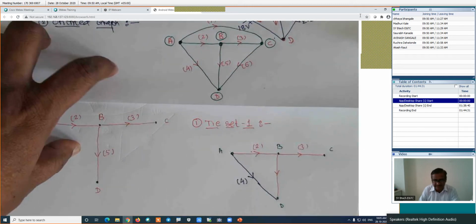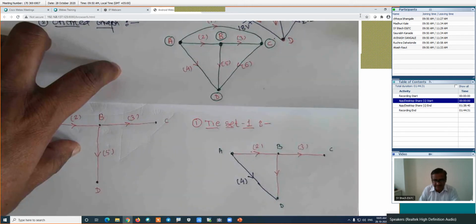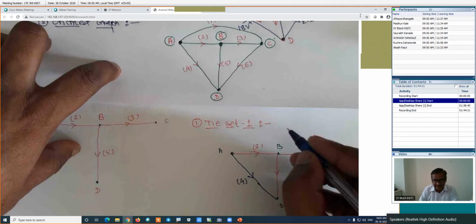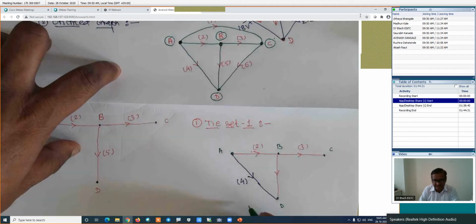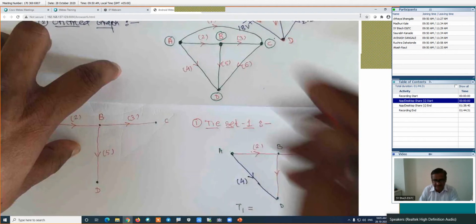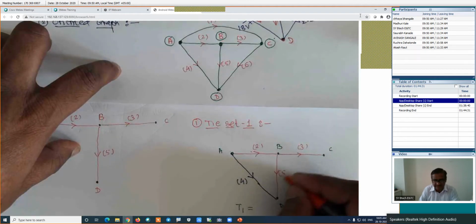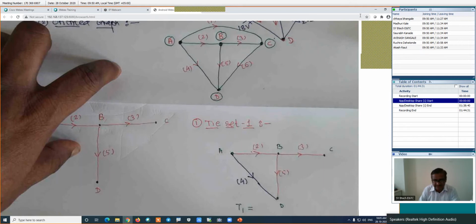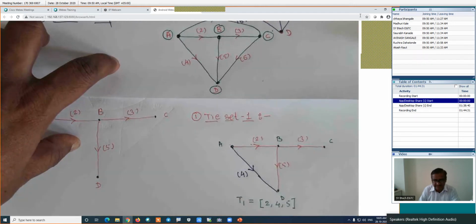Now this is Triset number 1. What is my Triset number 1? I will write here: T1 is equal to branch number 2, followed by branch number 4, followed by branch number 5. This set of branches is known as Triset number 1.